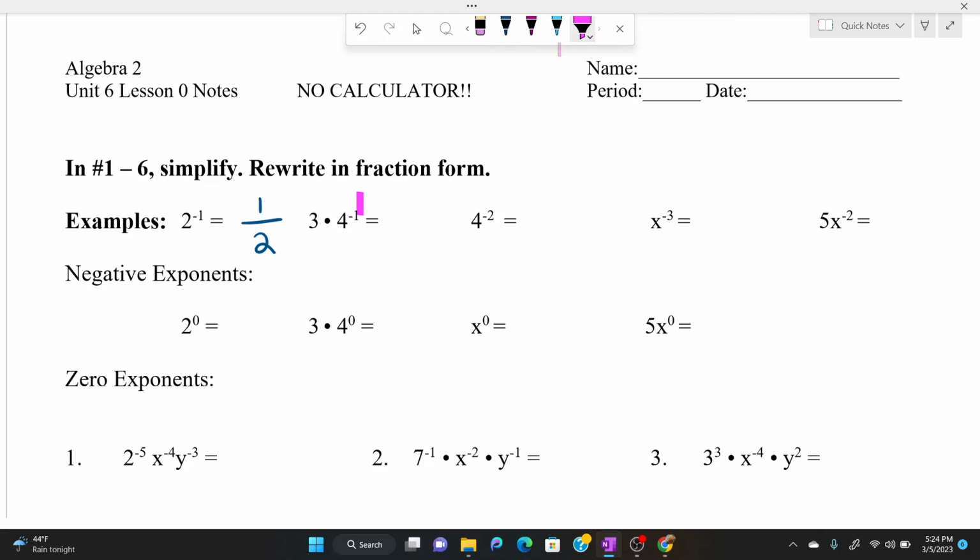So here this is my negative exponent. So I'm going to be basically 3 times 1/4, which is the same as 3/4. So we'll write that as 3/4. Here, this is equal to 1 over 4 squared, 4 to the second. Again, I am rewriting that as a positive exponent by putting it in the denominator, changing the exponent from negative to positive. 4 squared is 16.